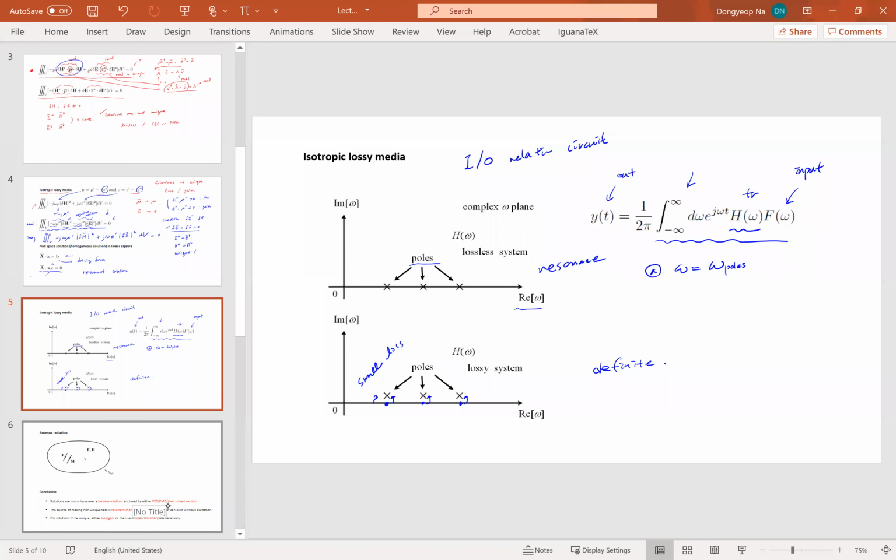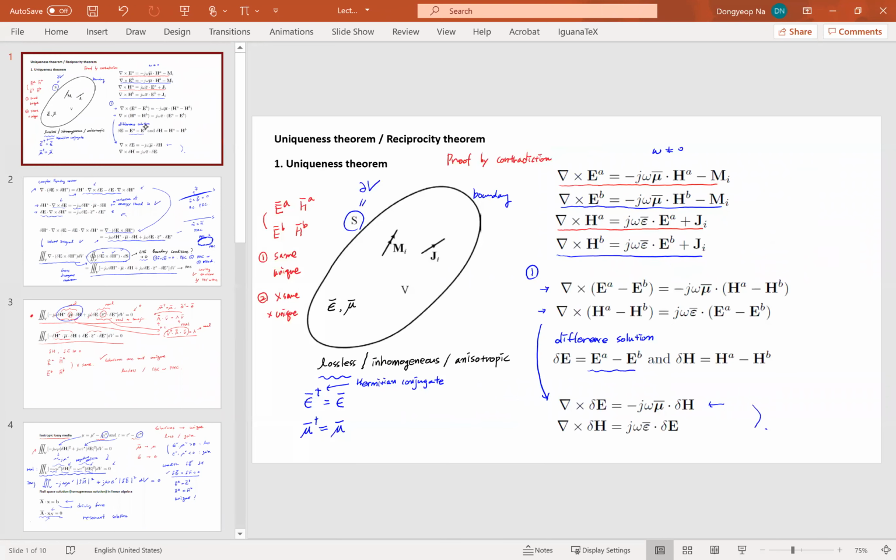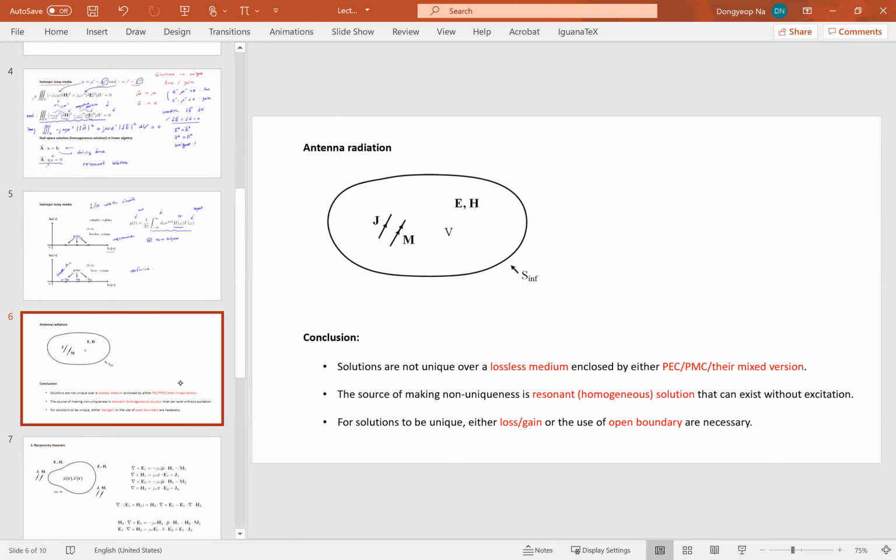So what we have discussed so far is we assume that the boundary of this volume is PEC or PMC, or their mixed version. But what happens if our volume is not enclosed by PEC or PMC? So let's consider this situation. This is the PEC volume. And we make the size of this cavity very, very large, okay?